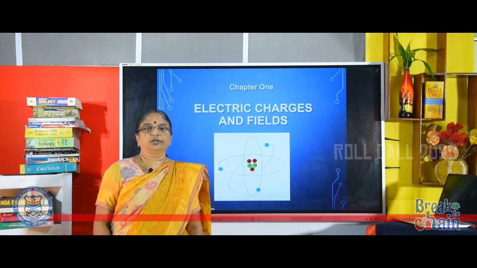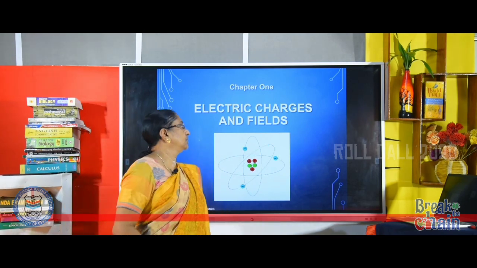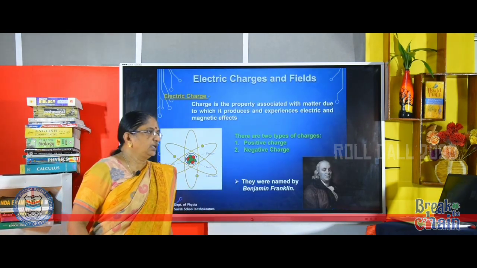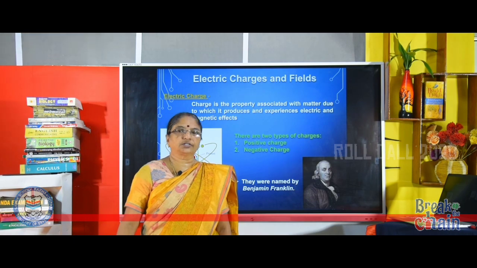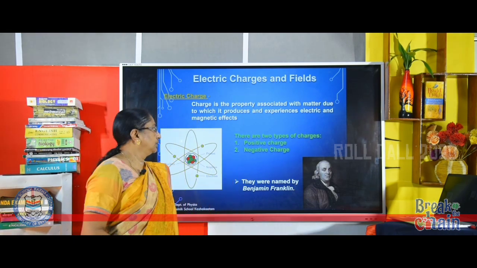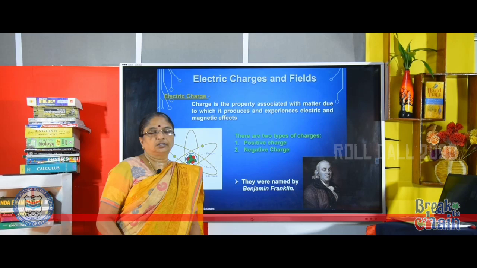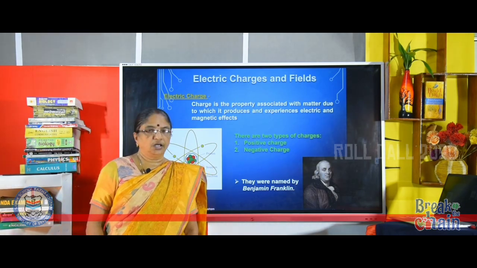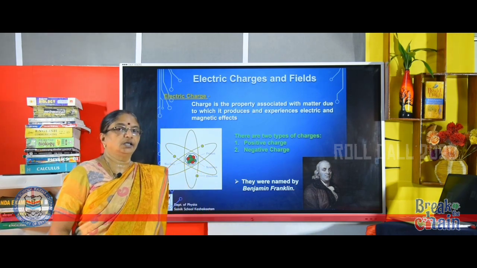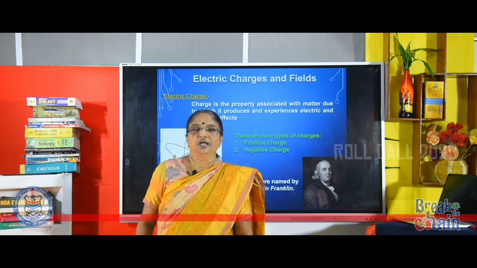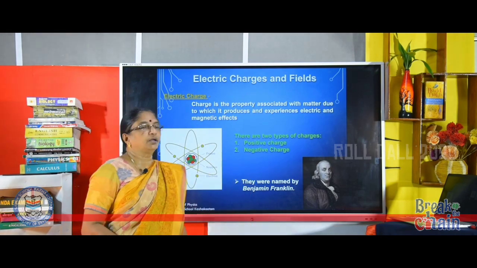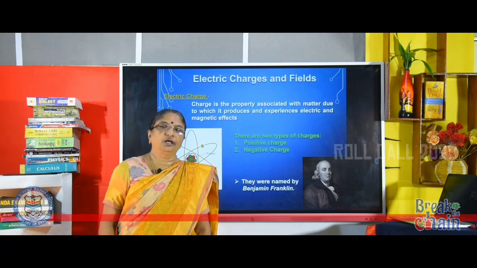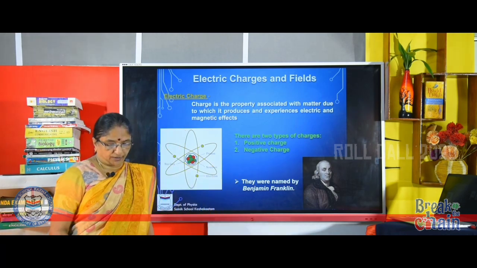First chapter, electrostatic fields and charges. To begin with, let us see the structure of atom that you have studied in lower class. In the atom there are protons, electrons and neutrons. Protons are positively charged, electrons are negatively charged, and charge is a fundamental property of matter which is associated with the production of electric field and magnetic field.